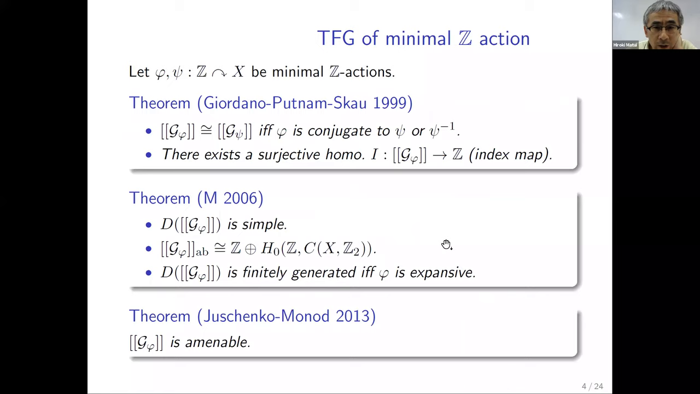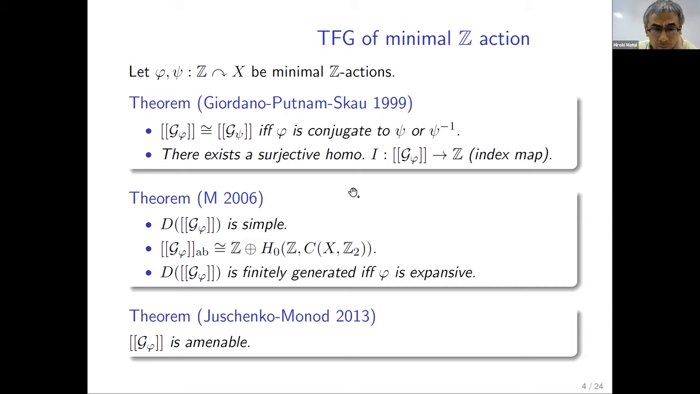And what is known for this group? Let phi and psi be two minimal Z actions. Then Giordano, Putnam, and Skau showed that the two topological full groups are isomorphic if and only if phi is conjugate to psi or psi inverse. In such a case, we say that phi is flip conjugate to psi. And secondly, they proved that there exists a surjective homomorphism I from the topological full group to the integers. They named it the index map because in some situations it's related to the Fredholm index.